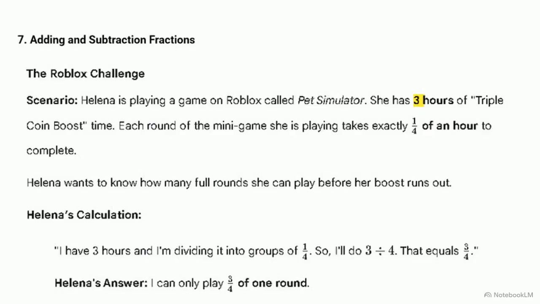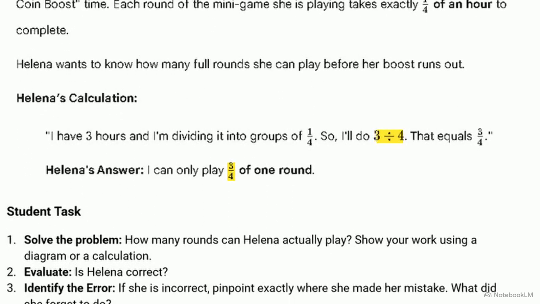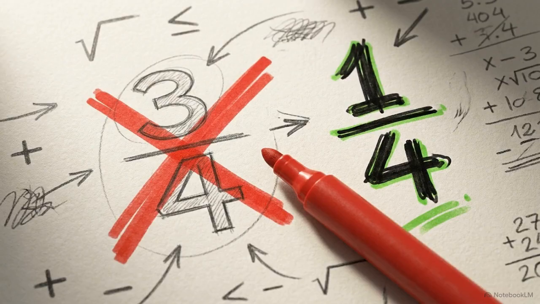Our final problem synthesizes everything. Helena has 3 hours of game time. Rounds take 1/4 of an hour, and she needs to know how many total rounds she can play. Helena calculated 3 divided by 4, resulting in 3/4 of a single round. Her logic is flawed. She divided her hours by 4 wholes instead of dividing them by 1/4. Since rounds take 15 minutes, she should be playing multiple times per hour, not less than once.